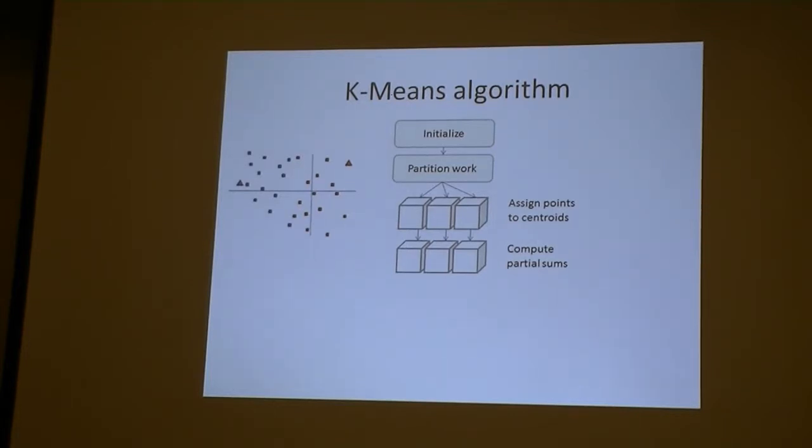So each worker assigns the points in its partition to the closest centroids and computes partial sums that it'll send back to the server, which will allow the server, once it's received all the reports from its workers, to recalculate centroids and then iterate until convergence.